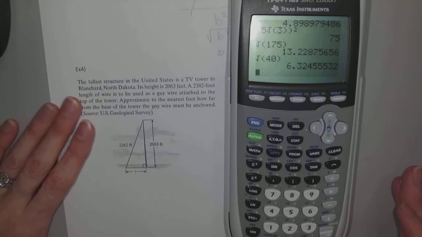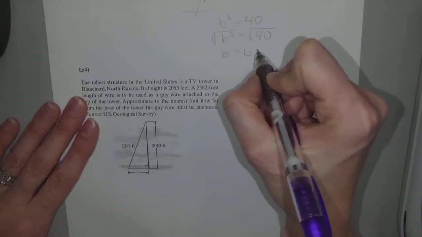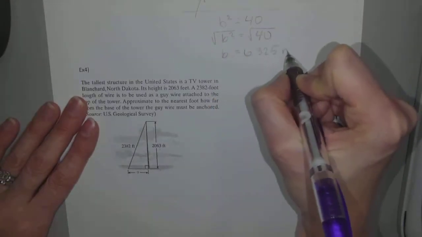6.324, but what's behind our 4? A 5. So it'll be 6.325. And our unit is meters.